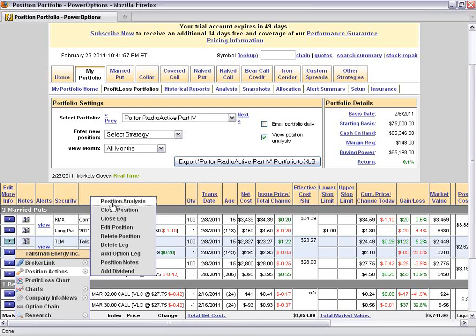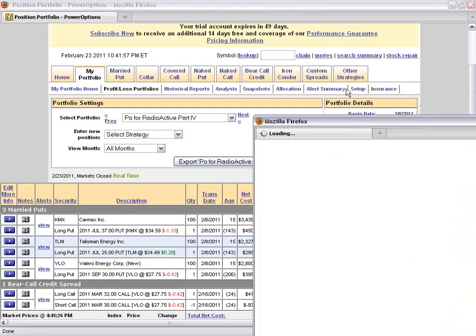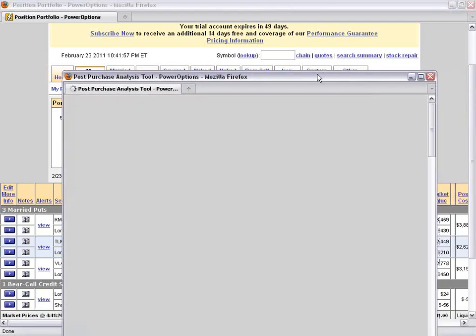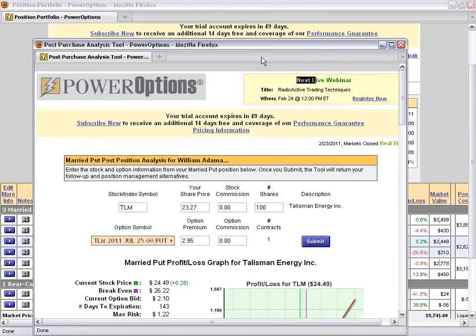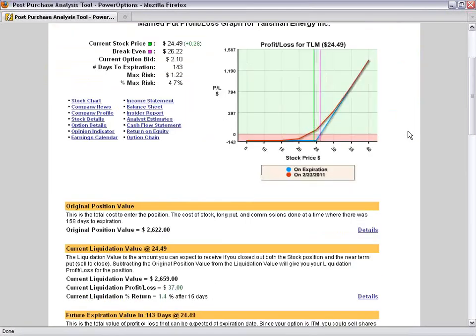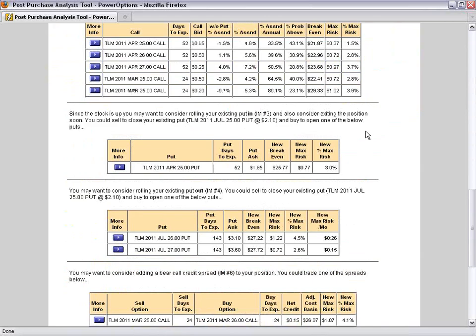Okay? Well, the first thing I want to do, let's go into Talisman, and let's go to that income method number 3 position. There we go. Let's open it up full screen. We had an income method number 3 opportunity. Remember, this is the one that went up 5%. It's trading at $24.49. I could sell to close my July 25 put and buy to open an April 25 put, and this cuts my risk down to 3%. Not really a half. It only adjusts it a little bit.